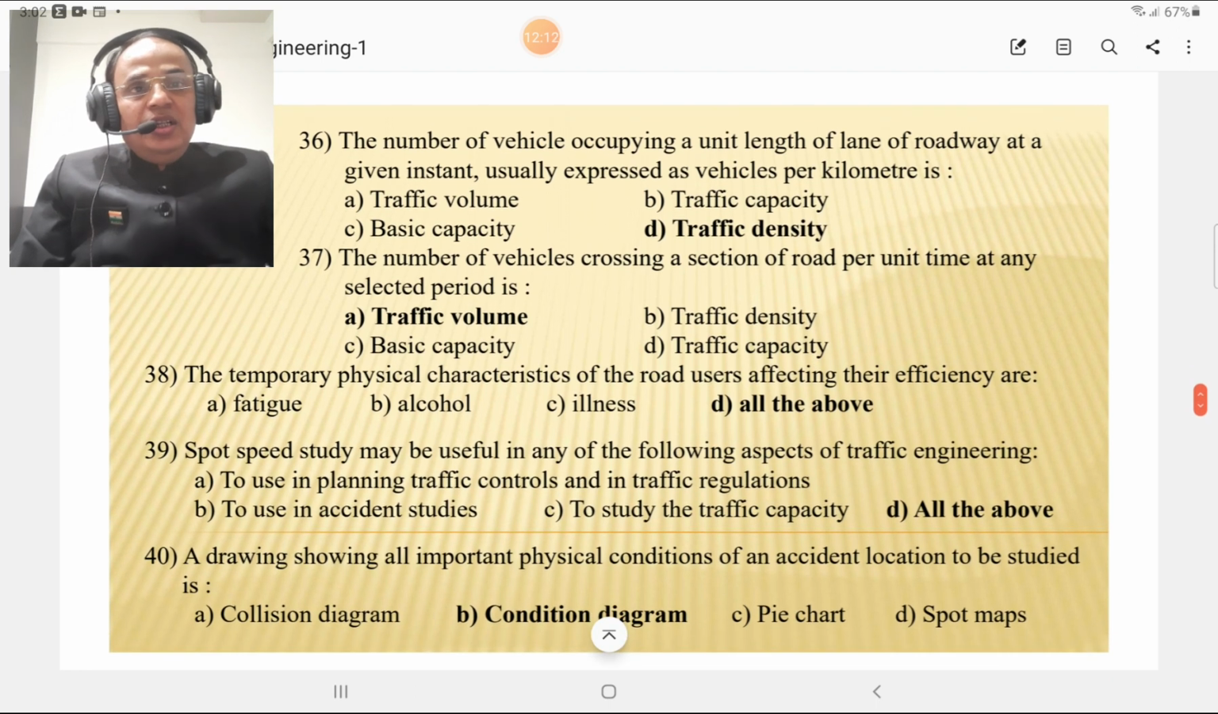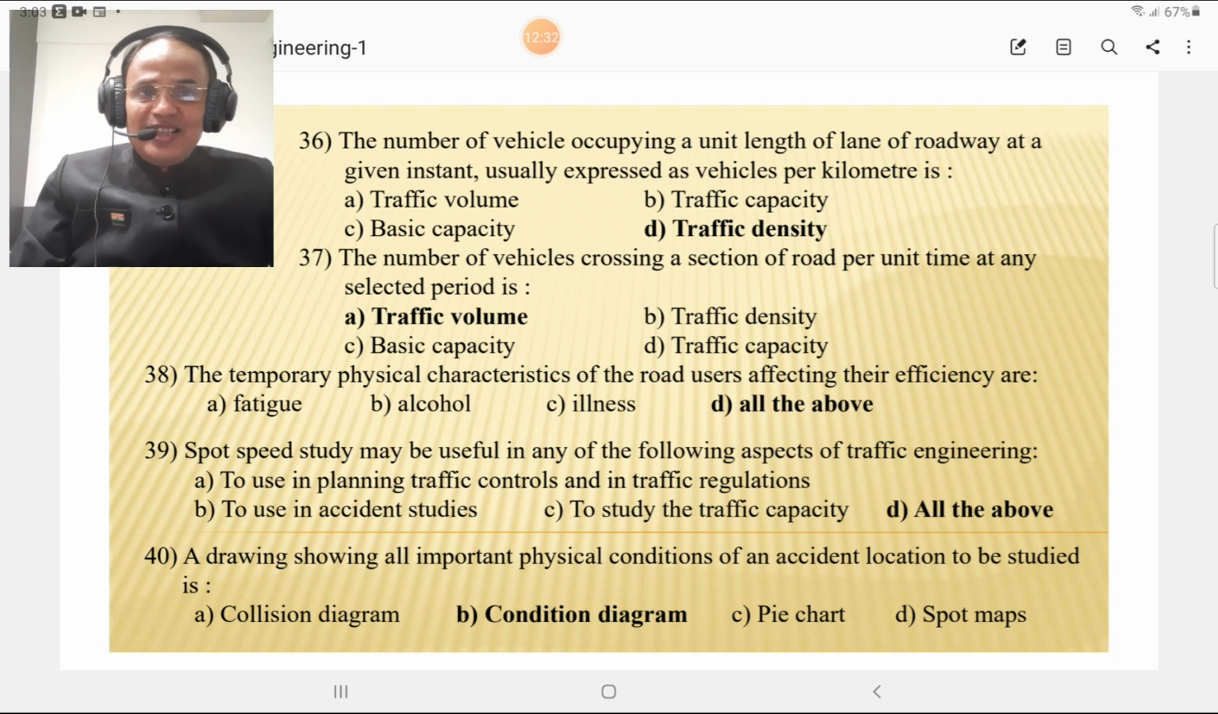The number of vehicles occupying unit length of the lane of roadway at a given instant, usually expressed as vehicles per kilometer, is the traffic density. Okay, as discussed in our earlier lectures, the number of vehicles crossing a section of a road per unit time at any selected period is the traffic volume.